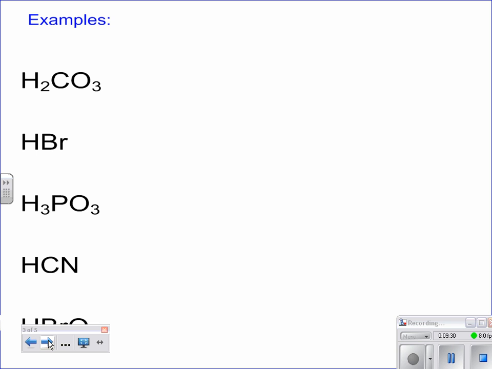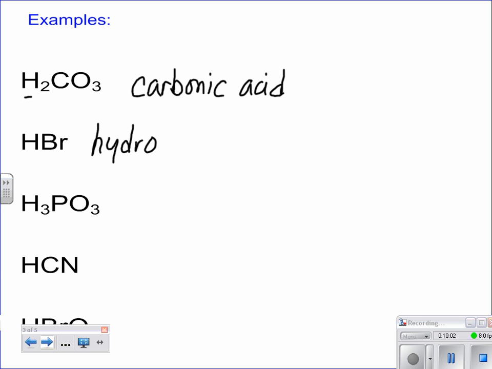So, first one, H2CO3. We know it's an acid because we see it starts with hydrogen. It's not binary, so I'm not going to throw in the term hydro with that. Instead, CO3 is what? Carbonate, so it's going to change to carbonic acid. Okay, good. HBr. How do you start that one? Hydro, because you see that you just have bromide there. It's just two elements. It's binary. So it's going to be hydrobromic.